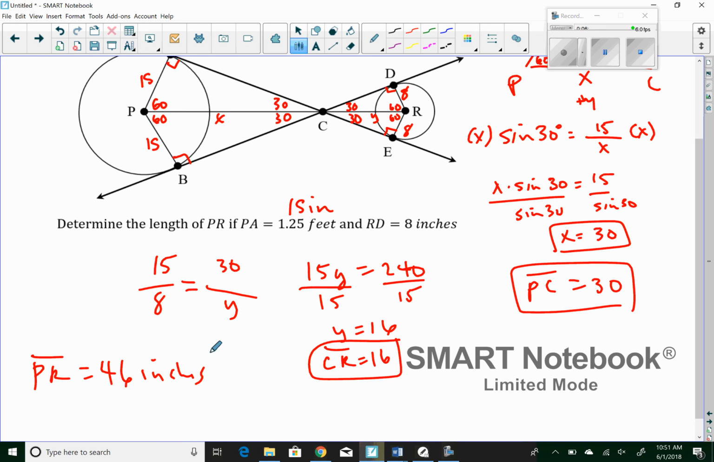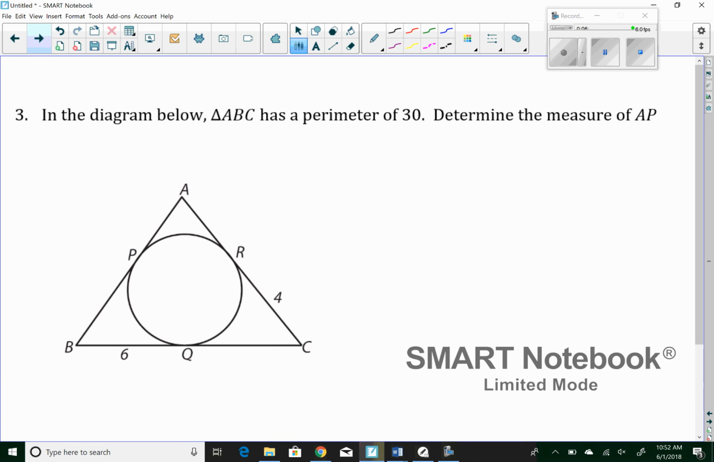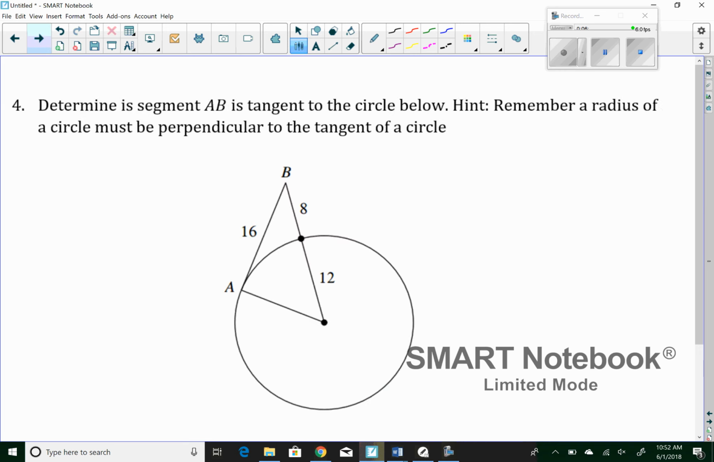Now this is one of those cases where I would want you to actually write the units, because this problem had feet and inches in it. So we want to be able to clearly say what this is, unless it asks you to determine the length of PR in inches or in feet. Two more.